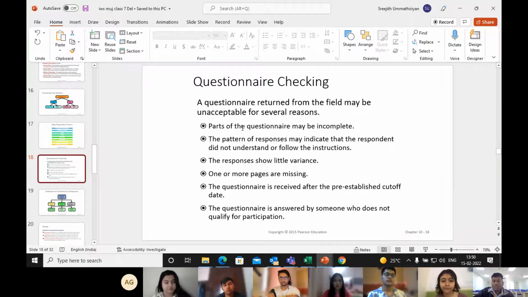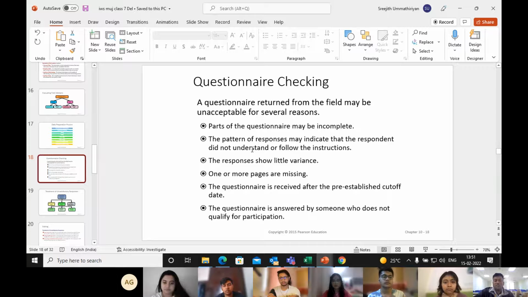Parts of the questionnaire may be incomplete. Sometimes the respondent might not have responded. Sometimes the person on the field, your response collector, might not have done a good job. He might have skipped something by mistake, or inadvertently forgotten to ask a question. The pattern of responses may indicate the respondent did not understand or follow the instructions. Sometimes the respondent may not have been aware of the situation. For whatever reasons, you will sometimes find incomplete data. Not everything is filled, so you'll have a problem.